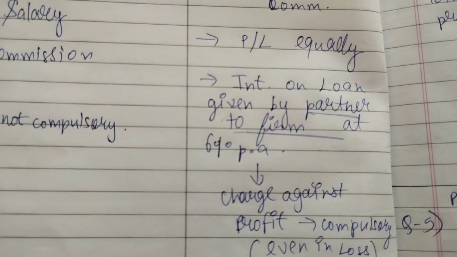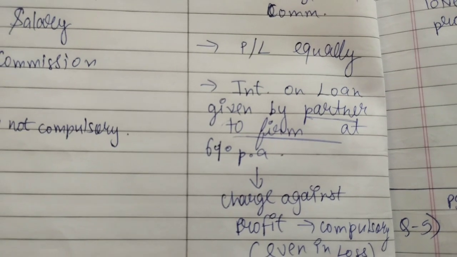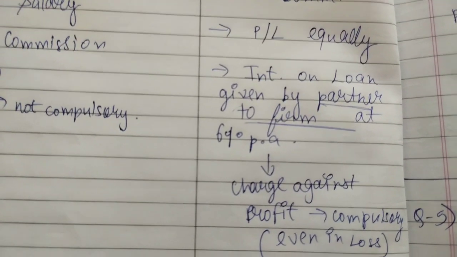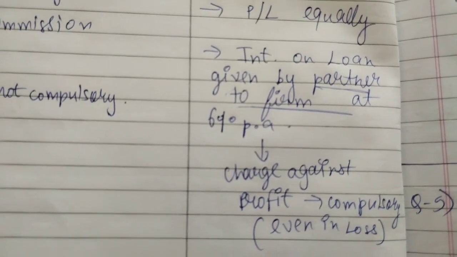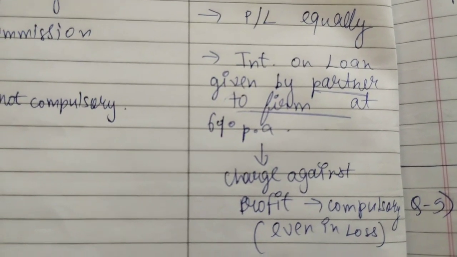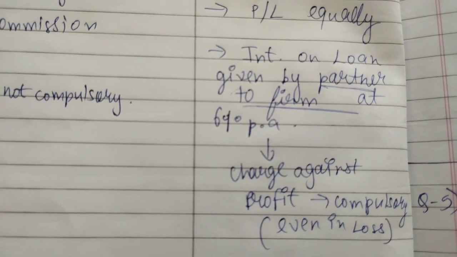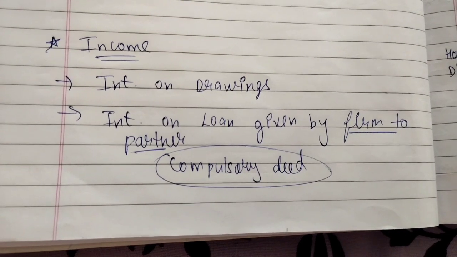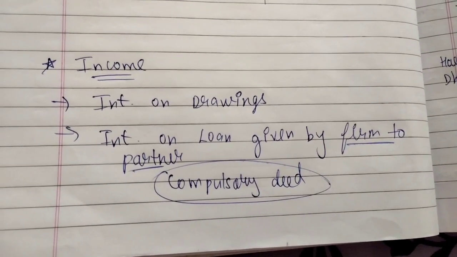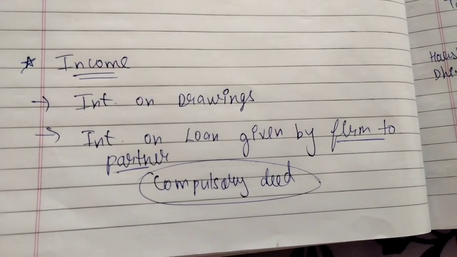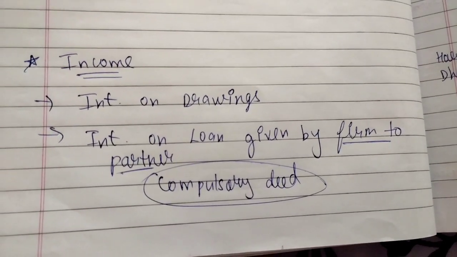Talking about interest on loan given by a partner to the firm, it will be 6% per annum, meaning it is compulsory to give even if the firm is in loss. Talking about income for the firm, interest on drawings will be charged from the partners, and interest on loan given by the firm to a partner will be compulsory when the deed is there.